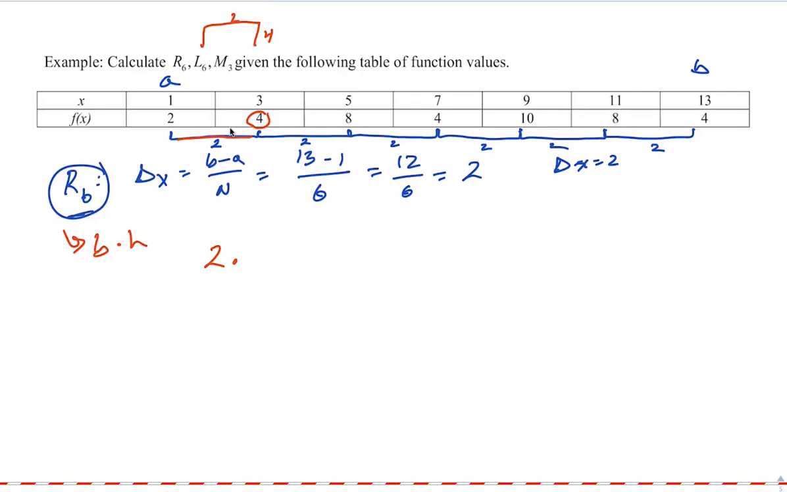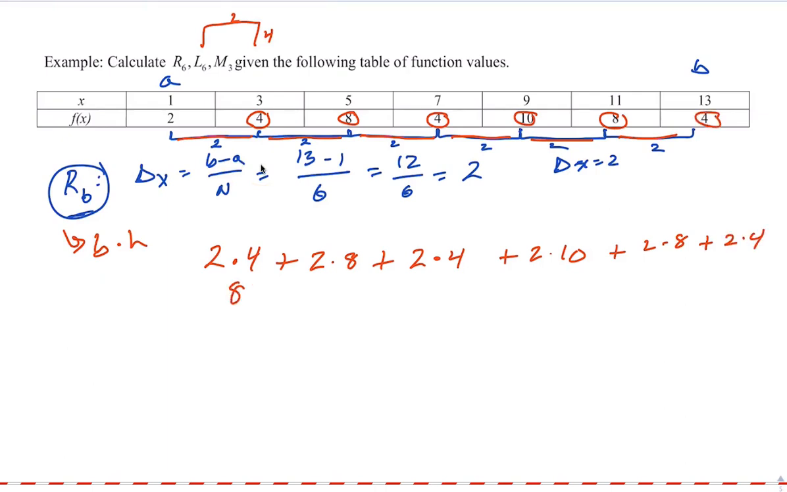On this one, it's going to be 2 times 8. On this one, it's 2 times 4. Then we have 2 times 10. And then 2 times 8. And finally, 2 times 4. So we get 8 plus 16 plus 8 plus 20 plus 16 plus 8. We get 32 plus 24, so 32 plus 24 plus 20, so I get 96. That's kind of it.